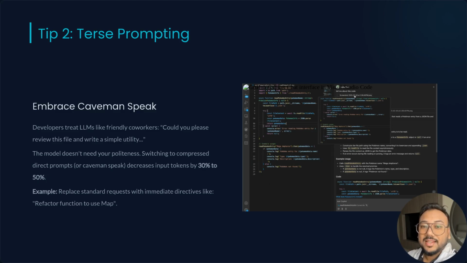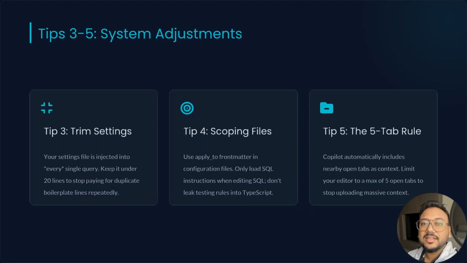Switching to compressed, direct, primitive prompts decreases your input tokens by 30% to 50%. Remember, under usage-based billing, input tokens still cost money. Every polite word you type is literally leaving cash on the table. Speak like a caveman. Refactor function to use map. Quick, cheap, efficient.